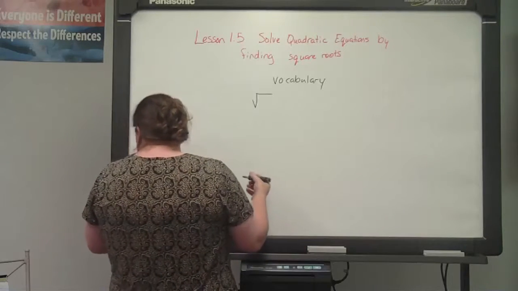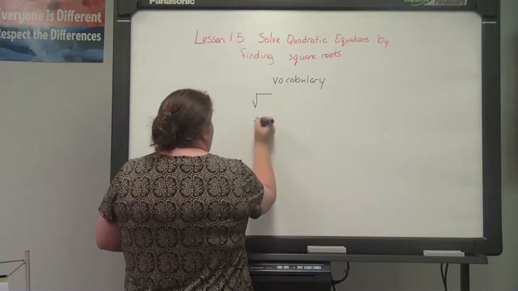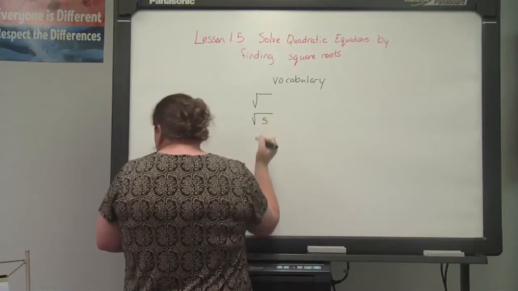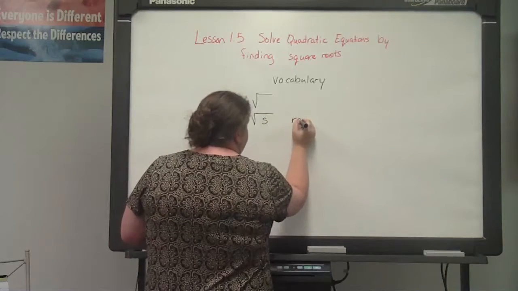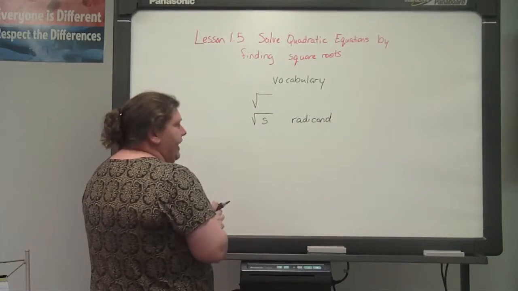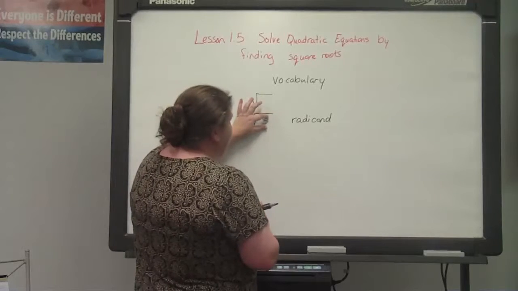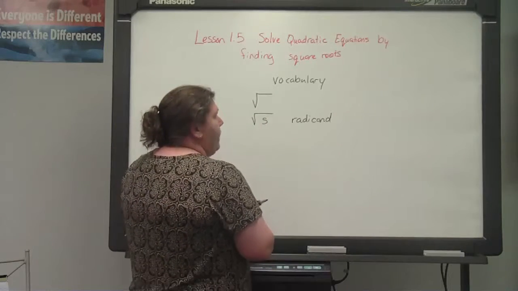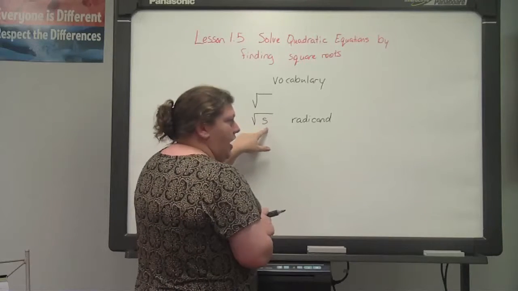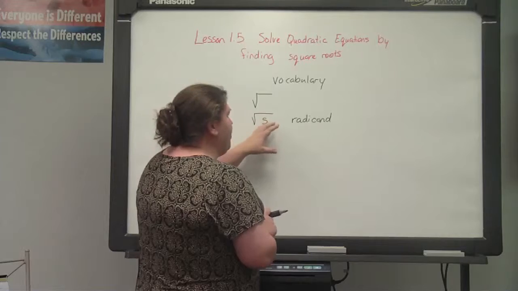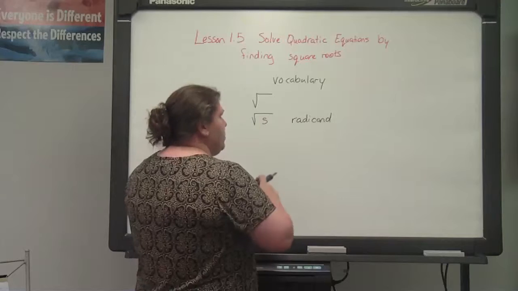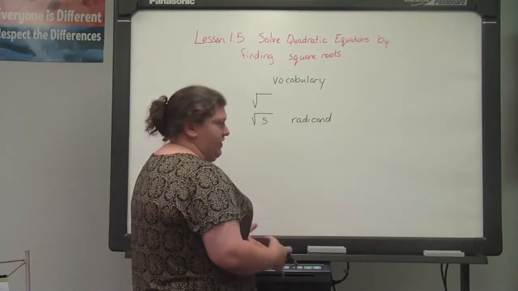The next part of the vocabulary is to know that what goes inside the radical sign is called the radicand. What that means is that for the number inside, we need to find what number times itself equals the number inside. When you find that number, you no longer have to keep the radical sign. You can square root it and get an answer.